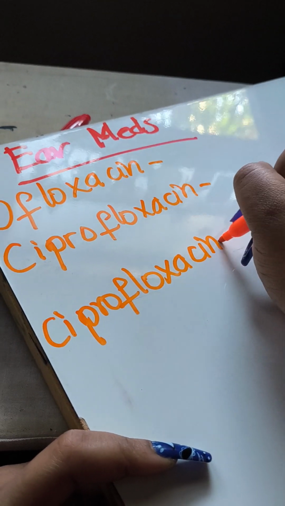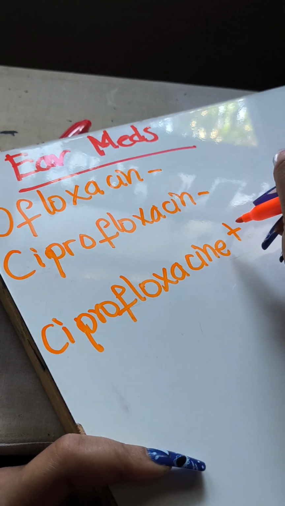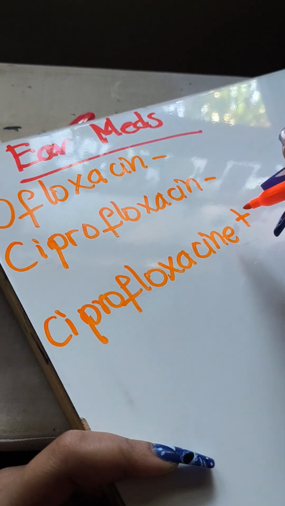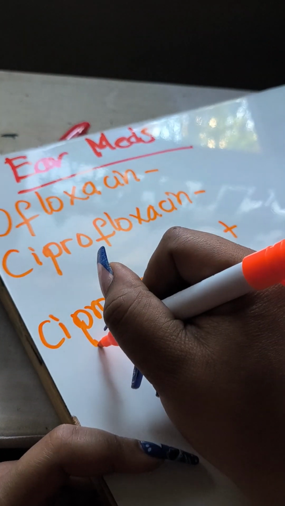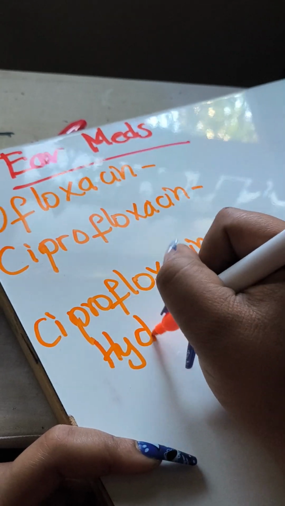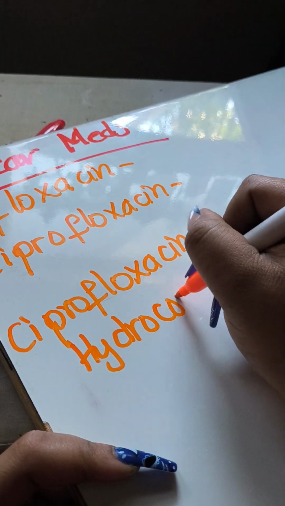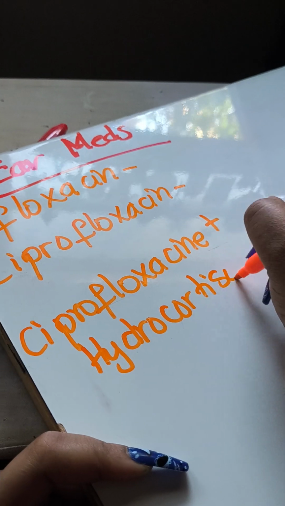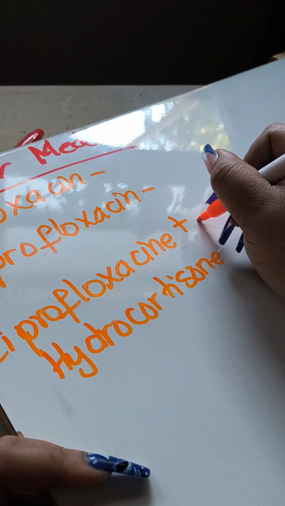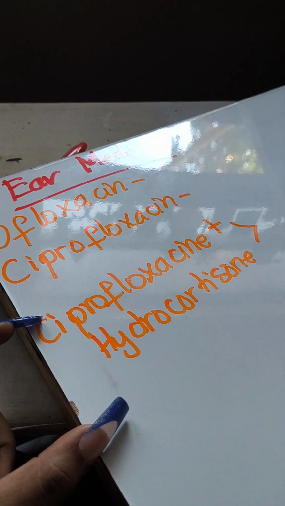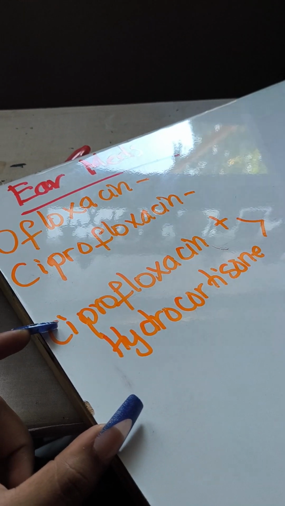Okay? So the first one is ciprofloxacin plus hydrocortisone. Okay? Hydrocortisone. And we'll write it like this so we know it has one name. These are together.